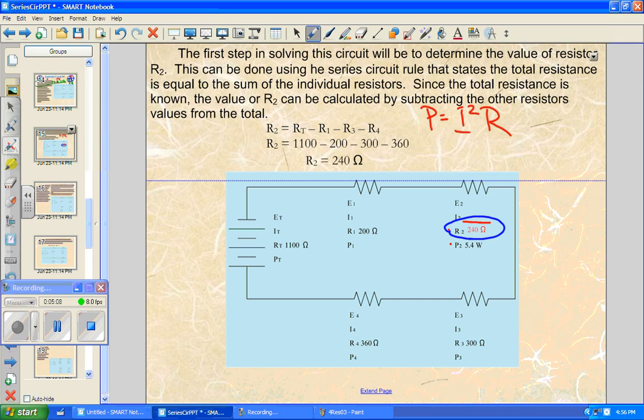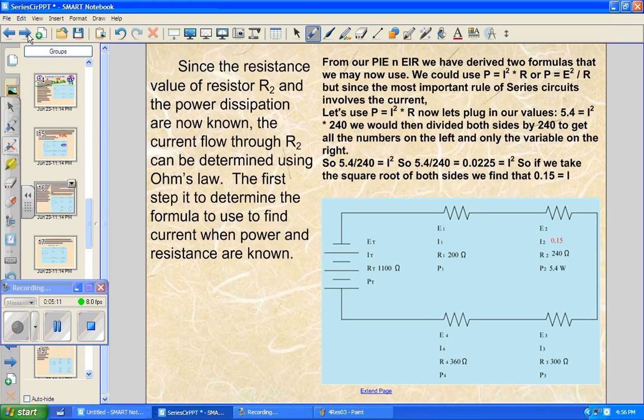So let's use P is equal to I squared R and plug in the things we know. I do this a little bit differently than Mr. Herman, so I put it here on the board. Since we have P is equal to I squared R, we plug in, and 5.4 is equal to I squared times 240. If we divide both sides by 240, 5.4 divided by 240 gives us I squared, right?